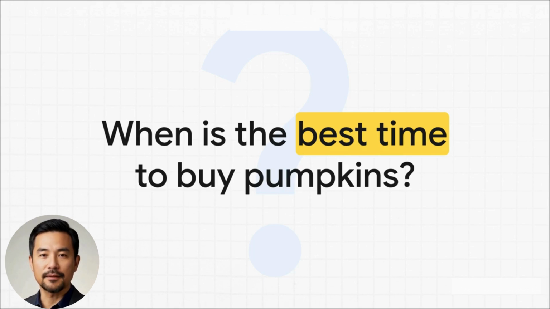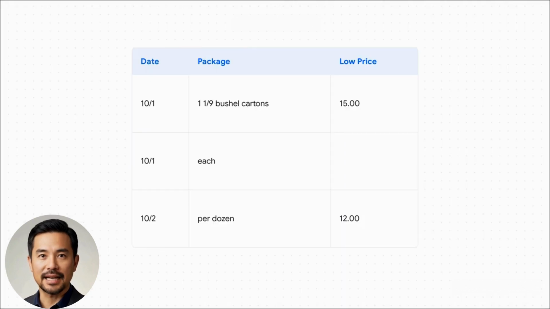Now, to answer that, we can't just guess. We need to look at the data. But here's our first big hurdle. When we look at the raw data, it's a mess. Seriously, we've got empty cells, and just look at this package column. The values are all over the place. How on earth do you compare the price of pumpkins sold each versus those sold in bushel cartons? The short answer is, you can't.